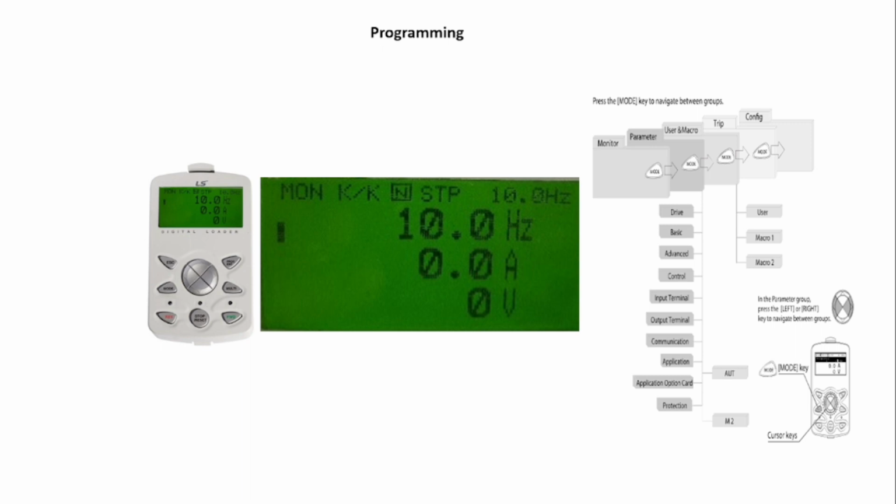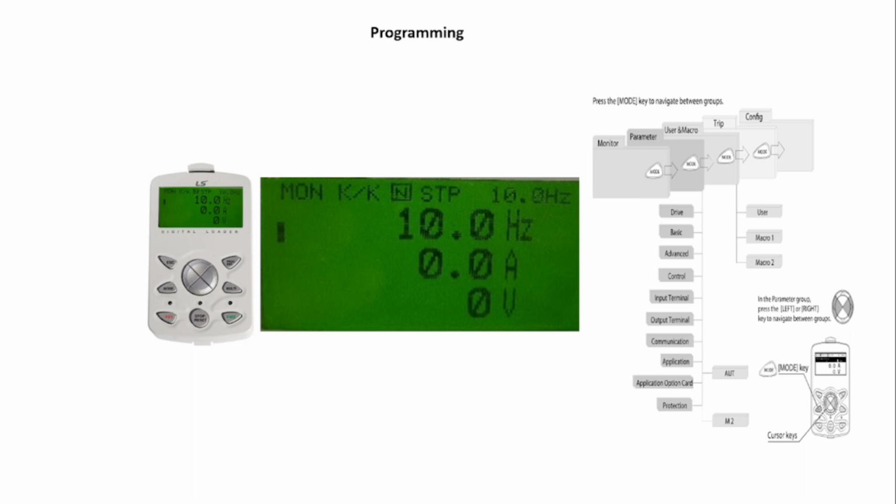These functions are further divided into 12 groups like drive, basic, advanced, control, and so on. User and macro mode is not displayed unless user or macro groups are defined. Trip mode is used to monitor the inverter's fault trip information, including the previous fault trip history. This mode will not be displayed if the inverter is not at fault and the fault trip history does not exist.